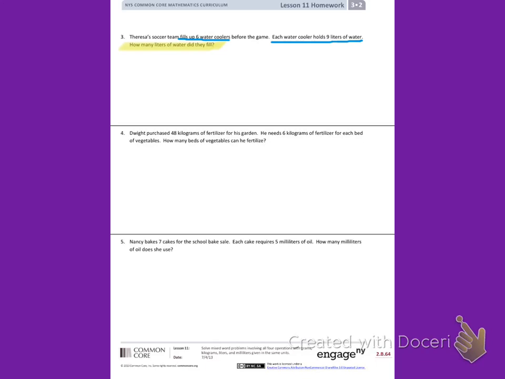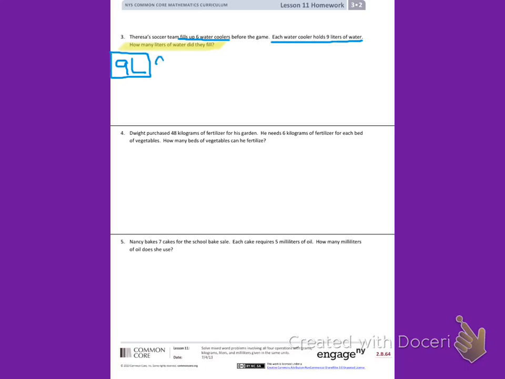Now I'll use a tape diagram to help me with solving this problem. Since there are 6 water coolers, I will go ahead and put 6 segments on my tape diagram. Each segment will have 9 liters written inside of it. Capital L is the abbreviation for liters.